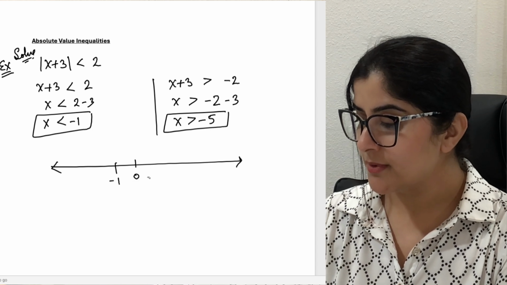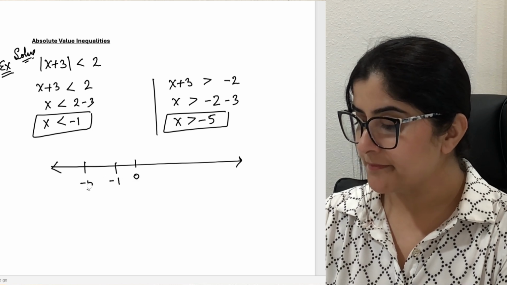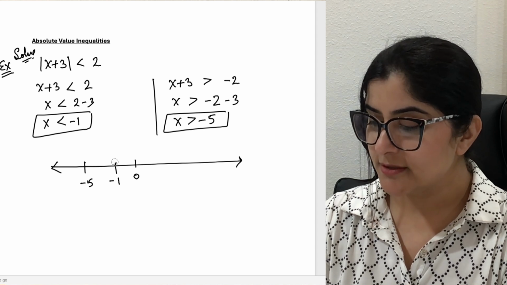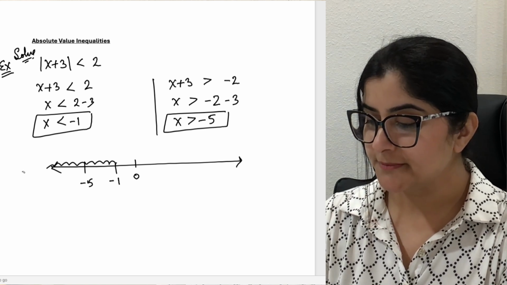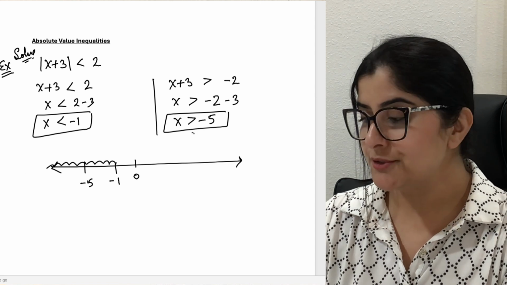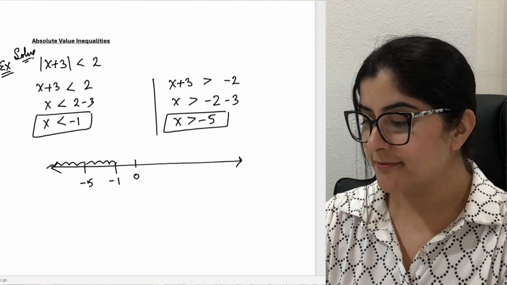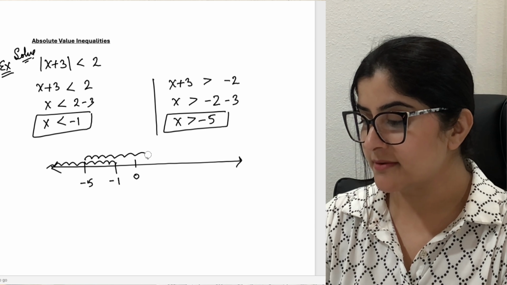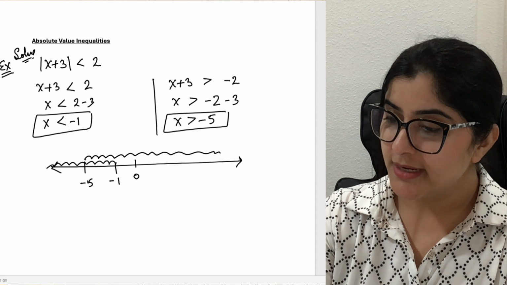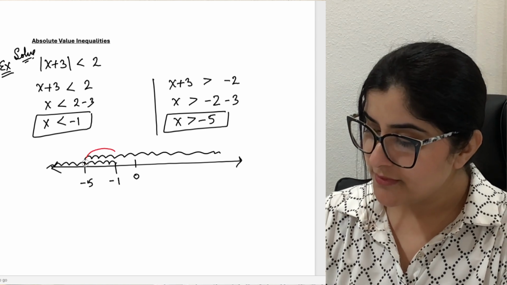0, negative 1, negative 5. So x is less than negative 1, that means x is on the left side of negative 1, anywhere here. And from the second solution, x is greater than negative 5. That means x is on the right side of negative 5. So this is the overlapping area.